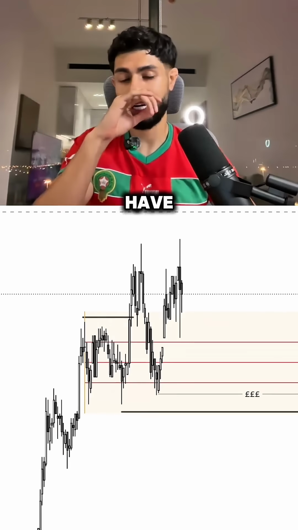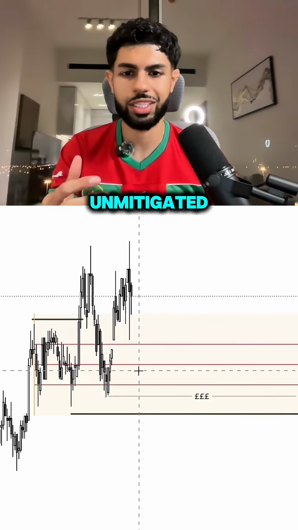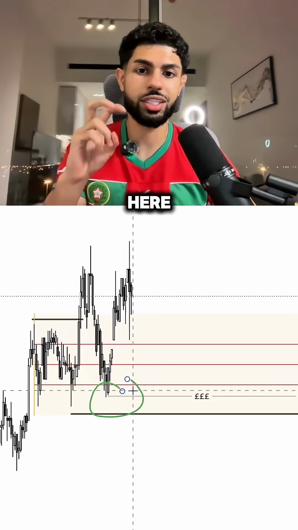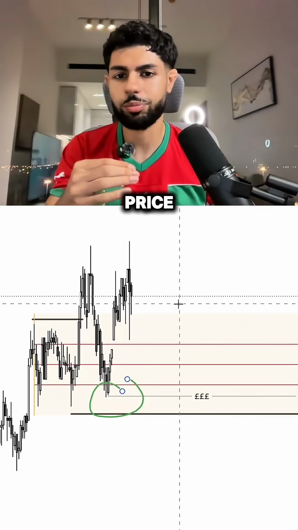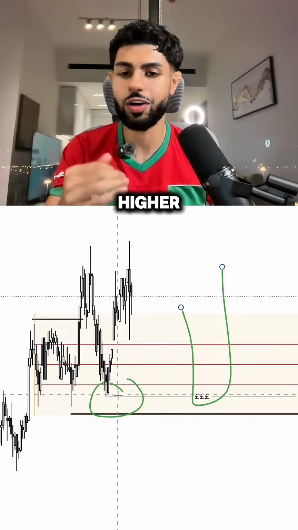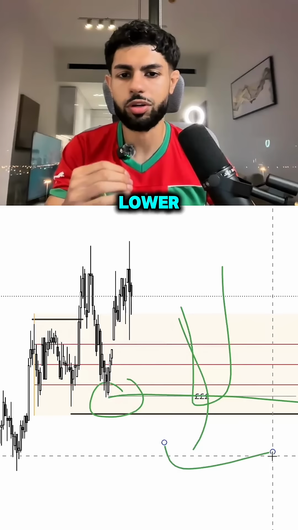However, you have to make sure your zone is fresh. You have to make sure your zone is unmitigated. This liquidity here completely mitigated this zone. There is no orders left for price to sweep and continue higher. If we break this low, we are going to continue to dump lower as we saw.